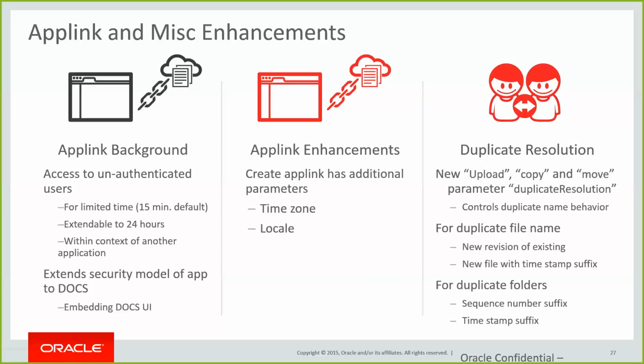Now, in release 5, we have new enhancements in the AppLink. So, for example, in the AppLink, I can provide multiple parameters beside the user and the user role. I can specify the time zone. I can specify the locale for the generated widget, because basically a widget is what the AppLink is generating, is returning. And also, I have the possibility to handle duplicate files.